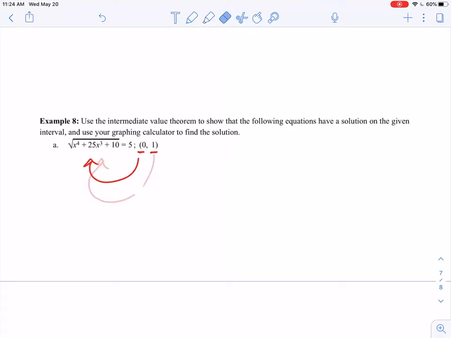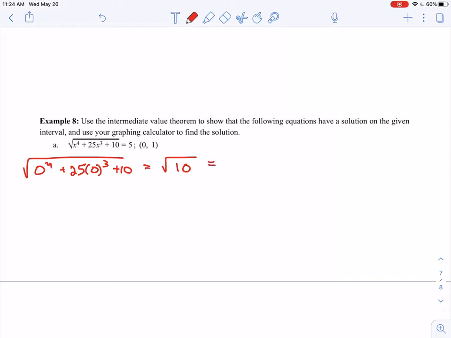So let me erase so that I've got some more room. Here, let's take 0 and plug that in. So, the square root of 0 to the 4th plus 25 times 0 cubed plus 10. This is equal to the square root of 10. Now, if you have a graphing calculator, sure, you can figure that out. I know that 10 is bigger than 9, and the square root of 9 is 3. So this is going to be 3 point something, something between 3 and 4.